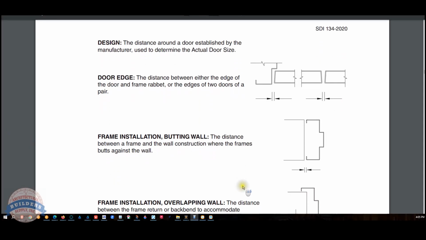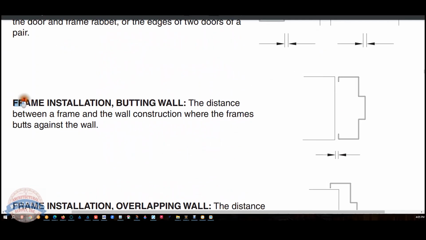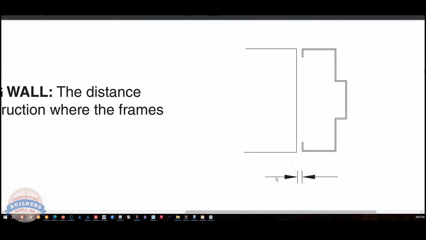Okay, here is the next one that we're working on. Frame installation, butting wall. The distance between a frame and the wall construction where the frame butts against the wall. So they're talking about this. This is important context. This comes into play when you're dealing with existing openings, and they're always masonry.